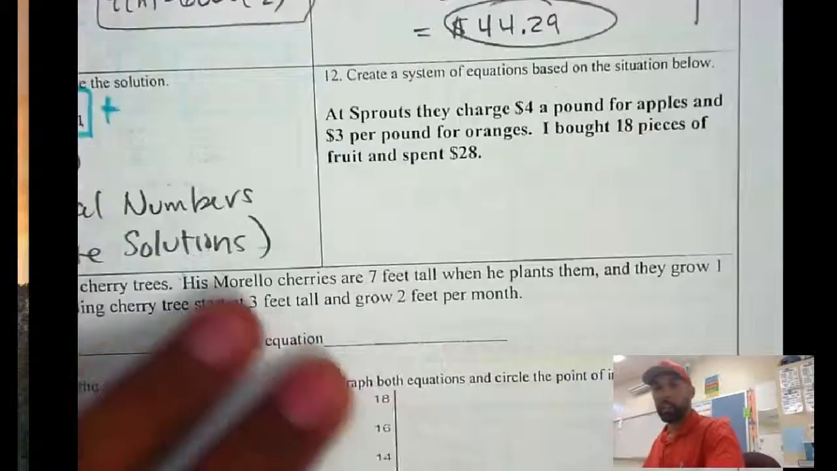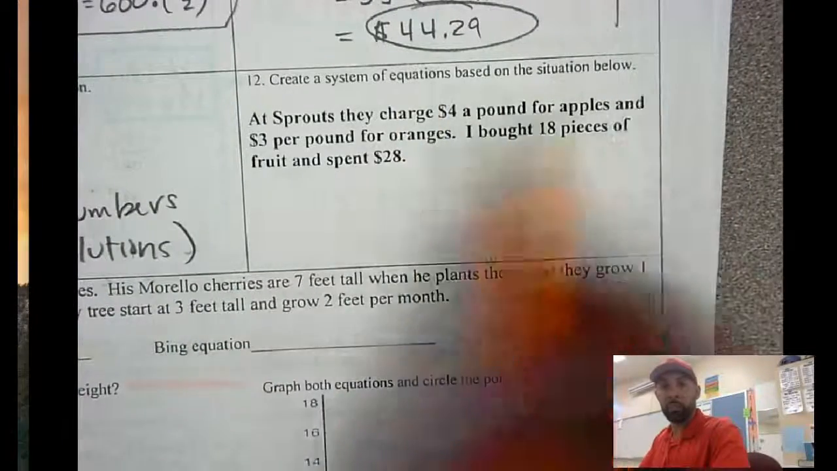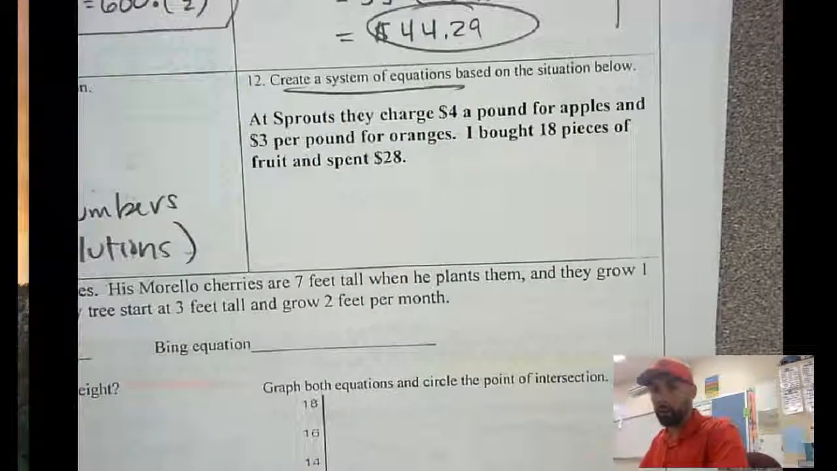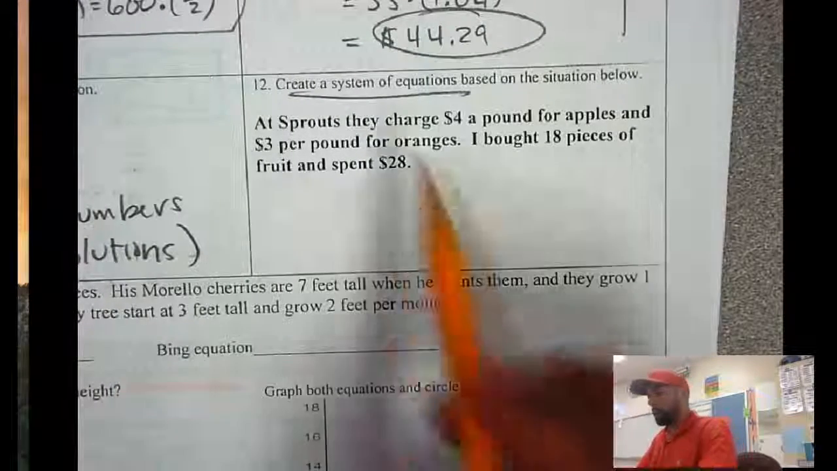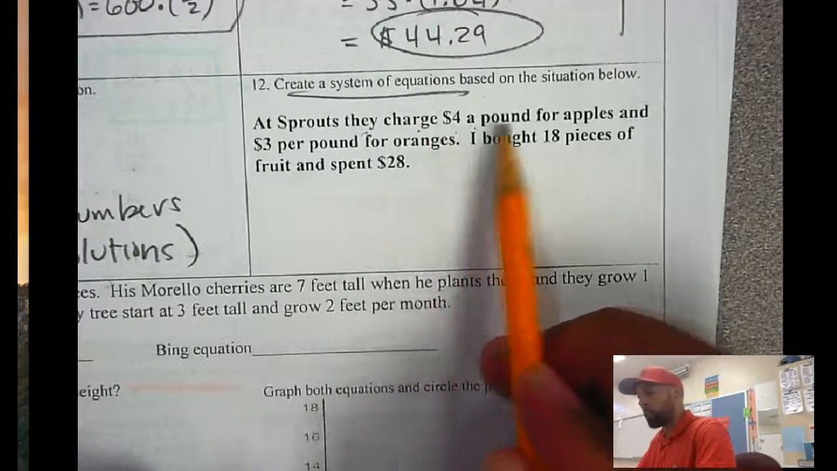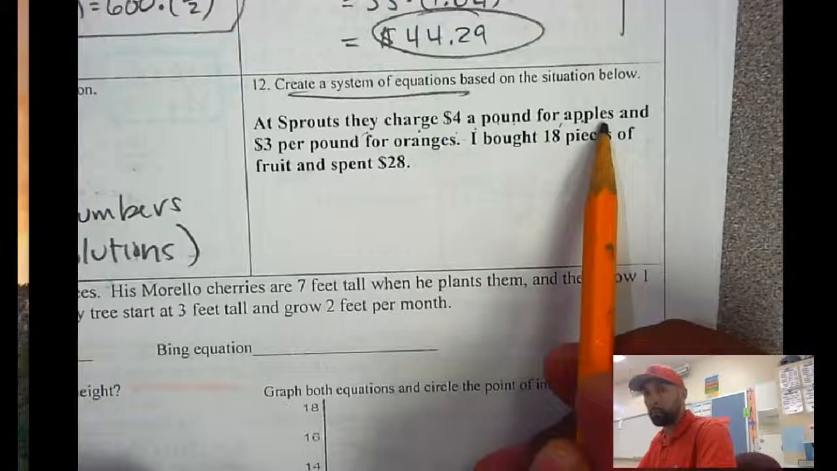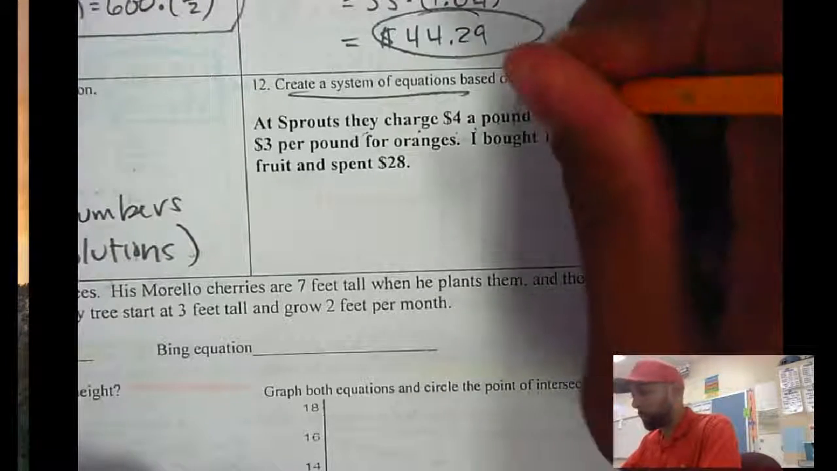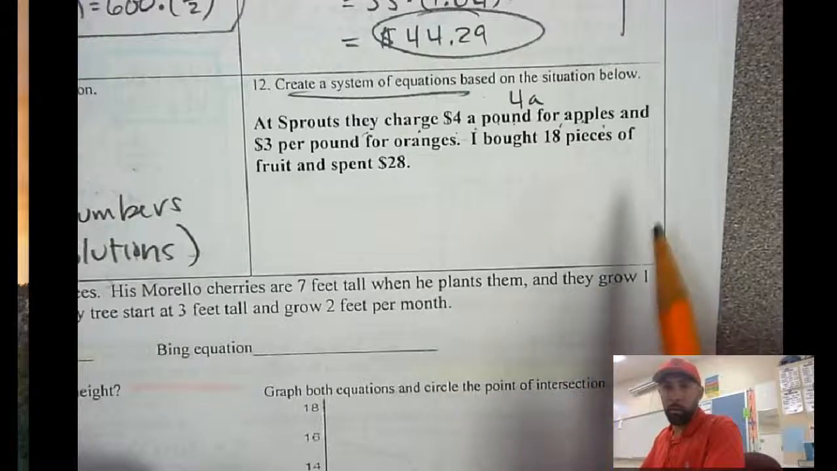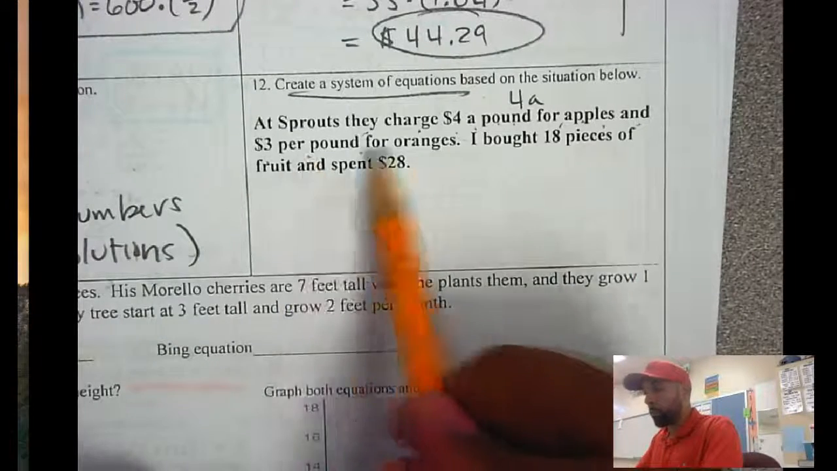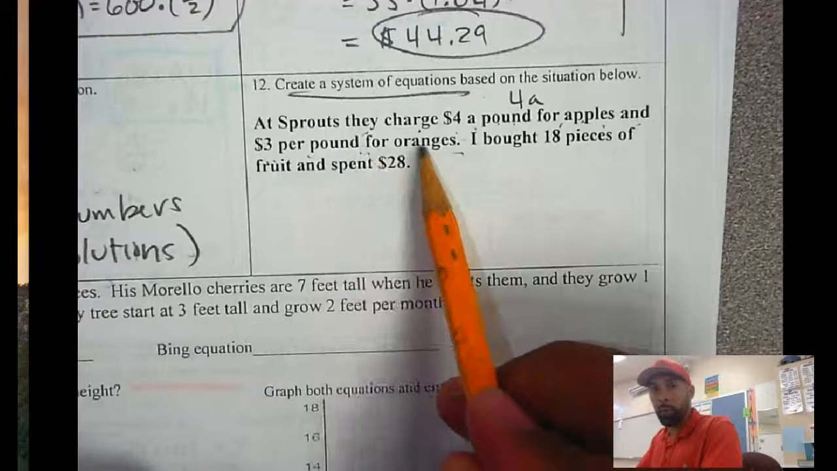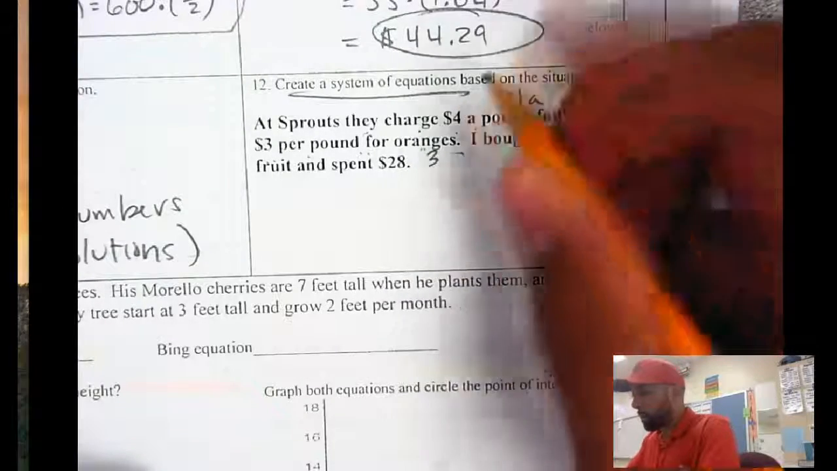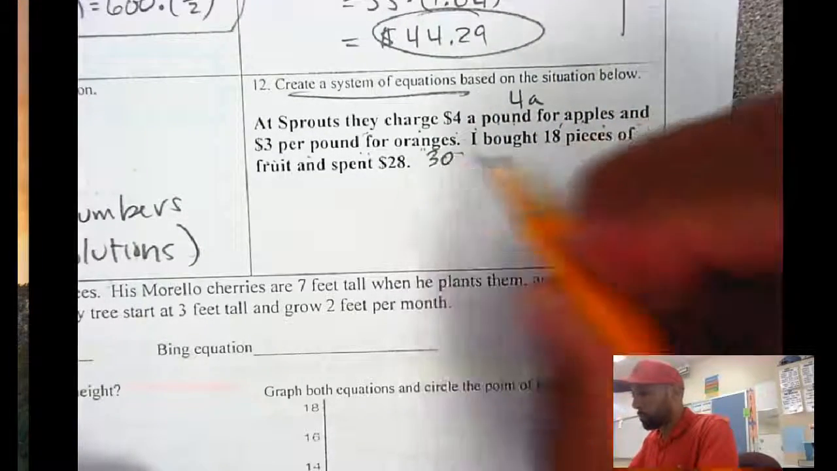All right, so now the next one: create a system of equations based on the situation. Notice what it says, create a system of equations. It doesn't say solve it, so you literally just need to create the system. At Sprouts, they charge $4 per pound for apples. So I'm already thinking $4 times the amount of apples, 4A. I don't know how I'm going to use that yet. And $3 per pound for the oranges, so 3 times O.